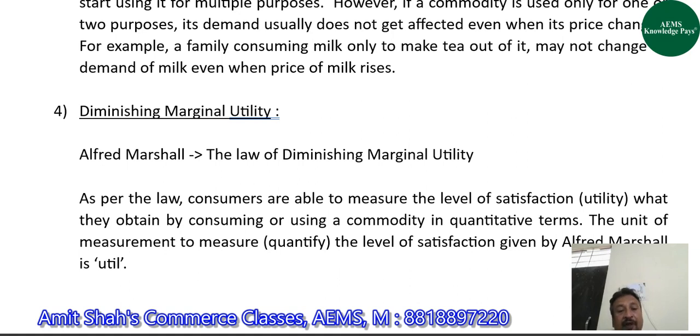I may say 45 utiles. This is my level of satisfaction, right? If some other person consumes the same samosa at the same time and he is asked the level of satisfaction that he obtained, he may say 80 utiles. It means he got more satisfaction than me, he got more utility in that samosa than me.